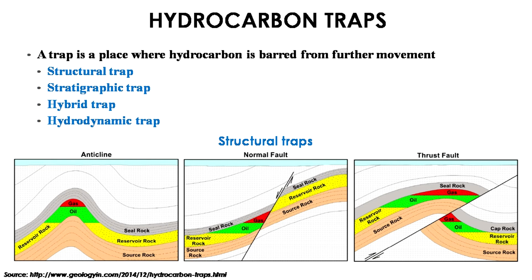Now, there could be different types of traps, basically 4 types of hydrocarbon traps: the structural trap, the stratigraphic trap, hybrid trap and hydrodynamic trap. So, what is a structural trap? Structural traps are nothing but a trap formed due to structural elements within the rock.